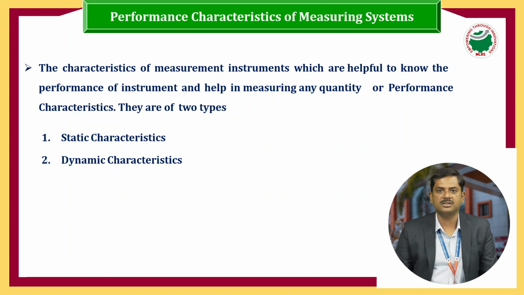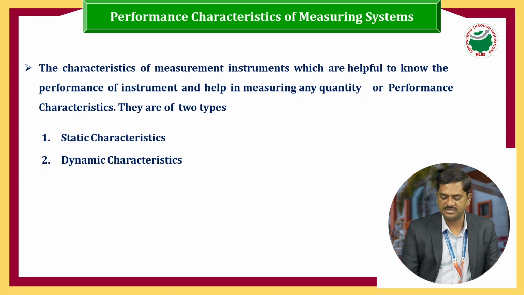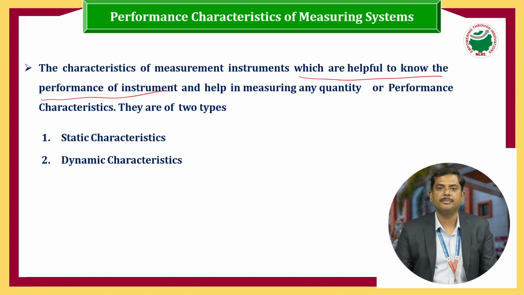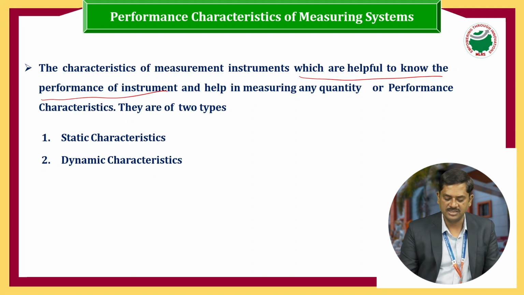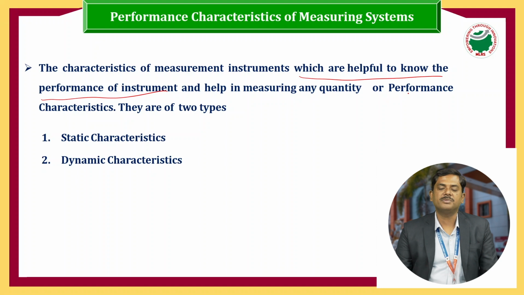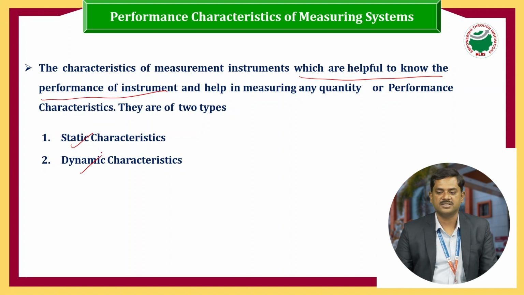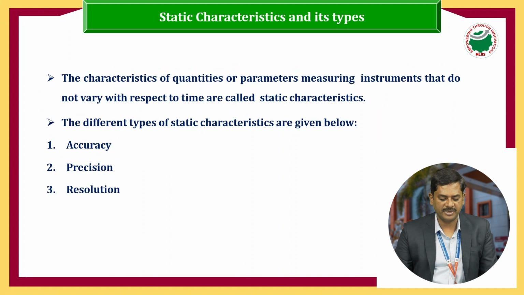Then the next topic is the performance characteristics of the measuring system. So generally, what do we mean by the performance characteristics of the measuring system? The characteristics of the measuring instruments which are helpful to know its performance in measuring any quantity or any parameter or any function are called the performance characteristics. These performance characteristics are basically classified into two types. One is the static characteristics, the other is the dynamic characteristics. In detail we will look into what static characteristics and dynamic characteristics are.